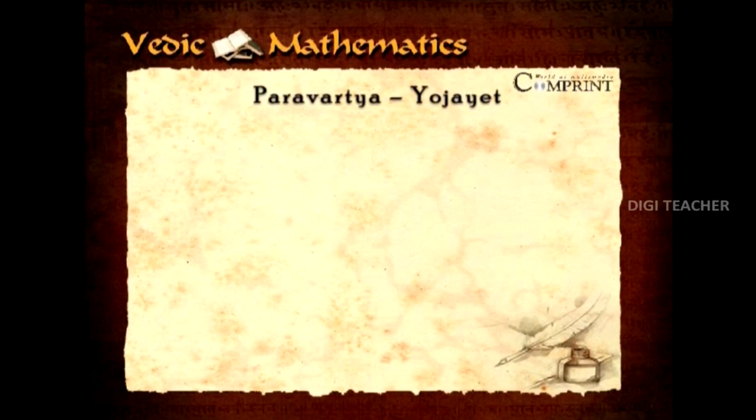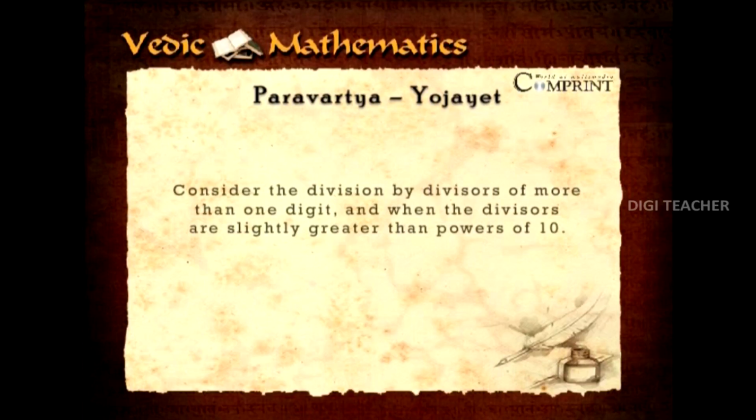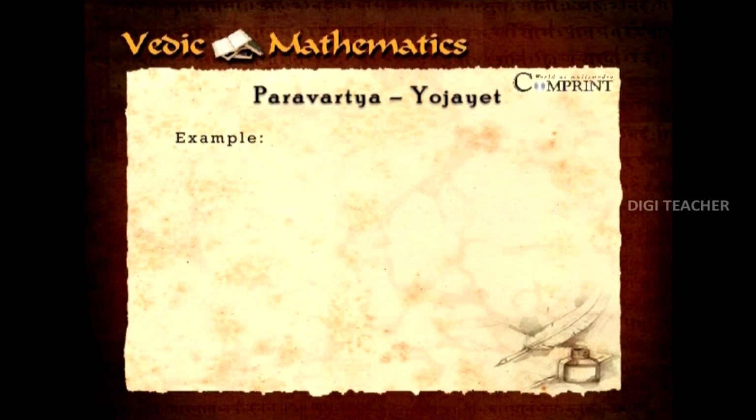Paravartya Yojayet means transpose and apply. Consider the division by divisors of more than one digit, and when the divisors are slightly greater than the powers of 10. For example, divide 1225 by 12. Here, if we take from left to right, write the divisor leaving the first digit, write the other digit or the digits using the negative sign and place them below the divisor as shown.